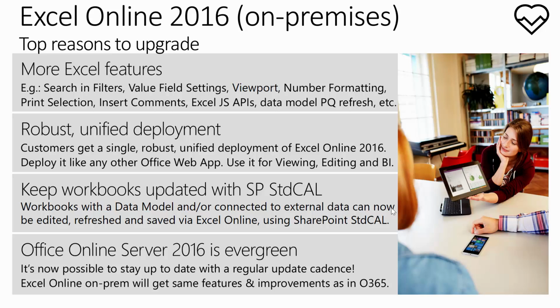And as I already mentioned, Office Online Server is evergreen. It is now possible to stay up to date with the regular update cadence, and Excel Online on-prem will get the same features and improvements as in O365. So the way it will happen is that Office 365 will get updated monthly or weekly. Very frequent updates will get issued, and every 4 months or so, those same updates would arrive to the on-premises servers. So that's also a relatively frequent update cadence that you will be able to leverage.